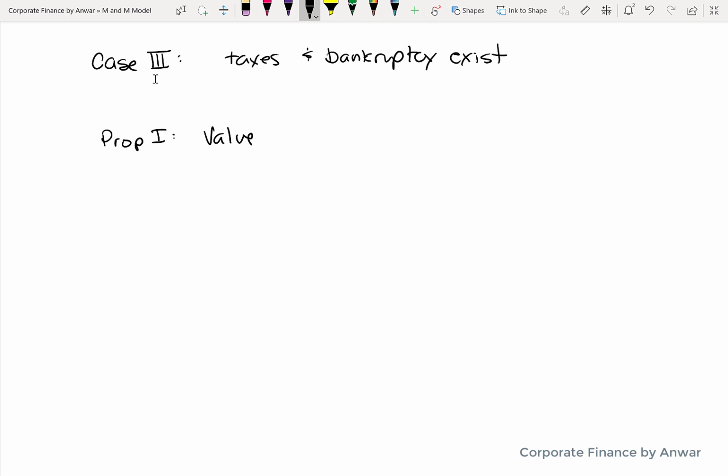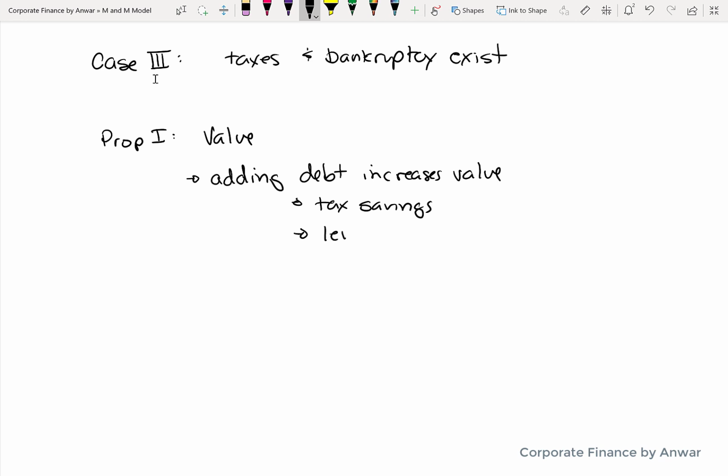So in this case, let's look at value first, proposition 1. Adding debt is going to increase the value of a company initially. Okay, so if you start with a company that has no debt whatsoever and you start adding debt, the value increases for 2 reasons. One is because there's a tax savings on interest, so there's the tax shield that we talked about in case 2. And second is because of leverage, which I talked about in the EBIT break-even videos. When you add debt to a profitable company, the value increases.